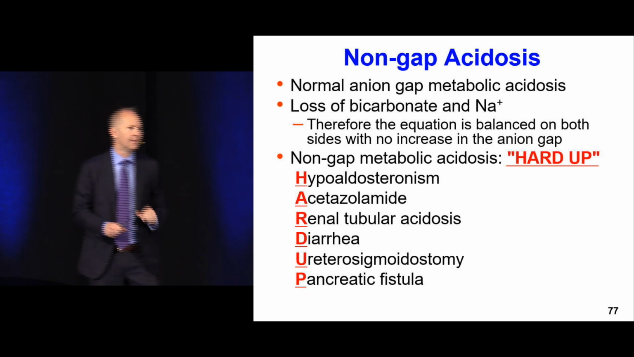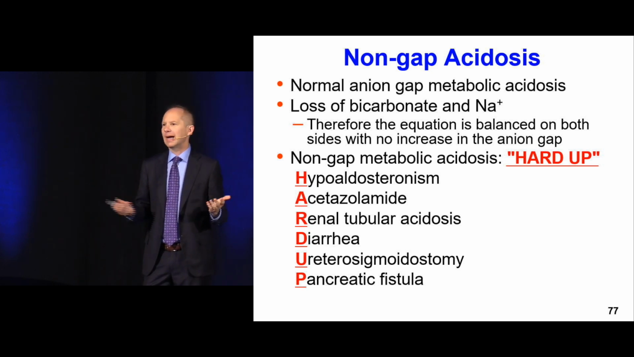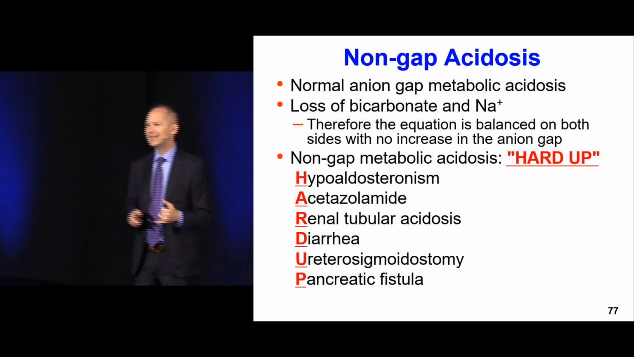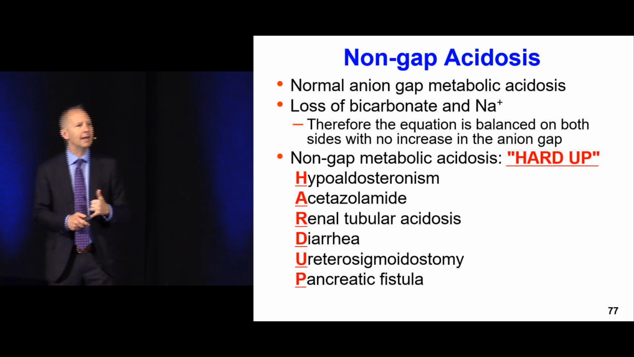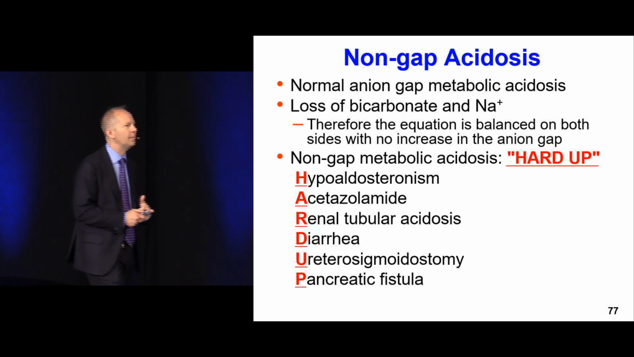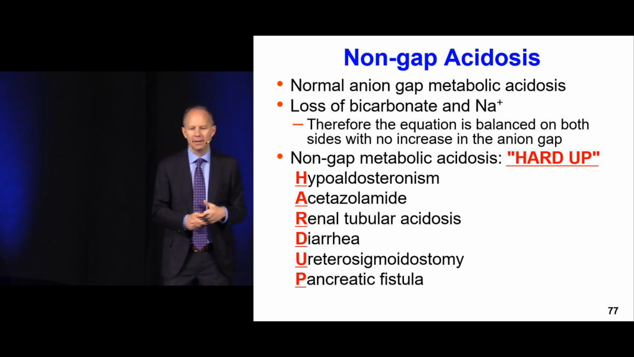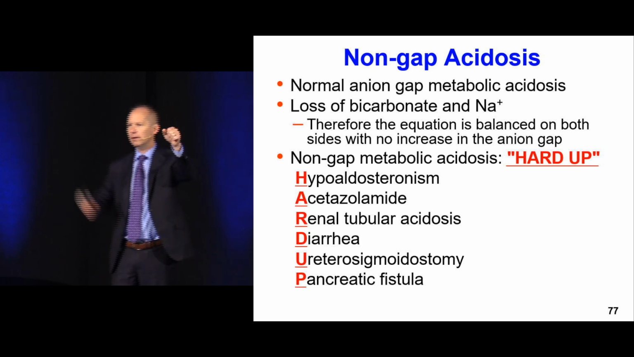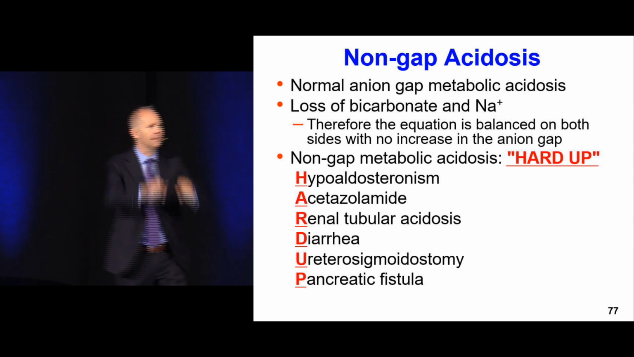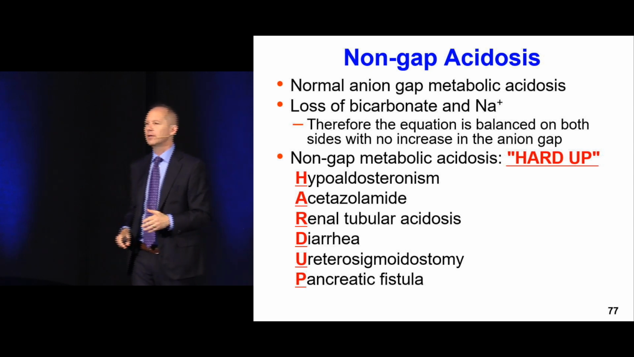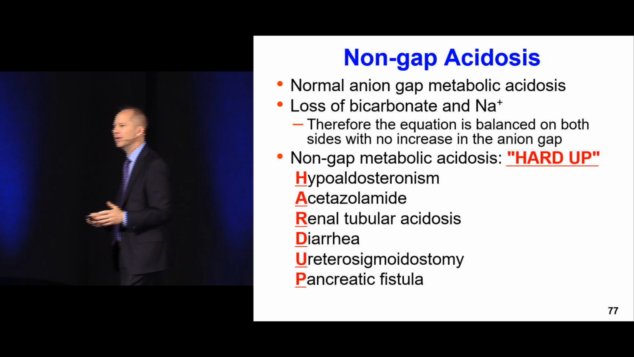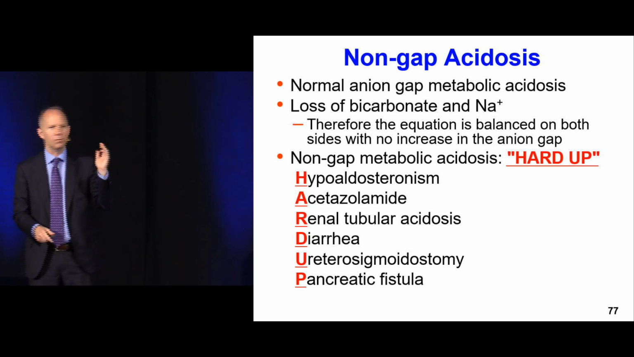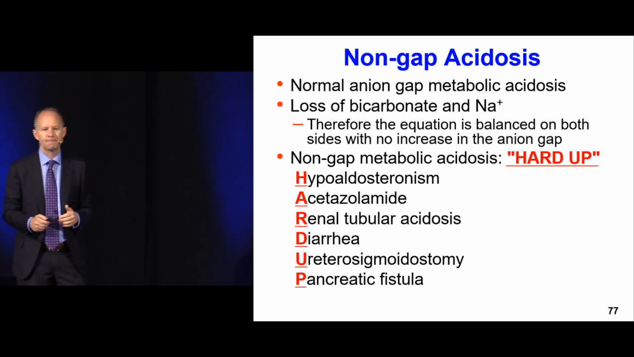The adrenals. Acetazolamide, that's a diuretic, that's renal. Renal tubular acidosis. Diarrhea, that's GI. Pancreatic fistula, pancreas, that's part of the GI tract. And then ureterosigmoidostomy. They took a renal and a GI and they stuck them together. So it's both renal and GI. So next time you get a non-gap acidosis, just look down the answers and say, is it renal or GI? And those are going to be the ones.